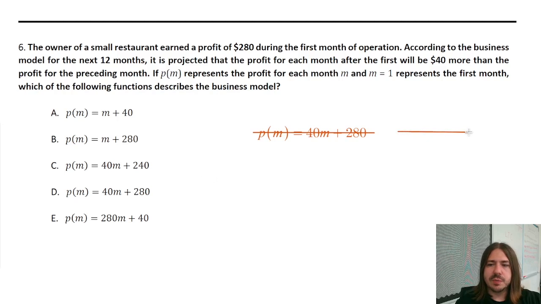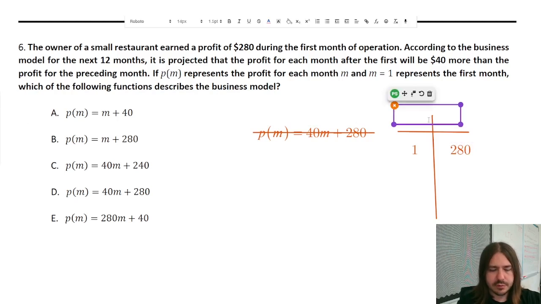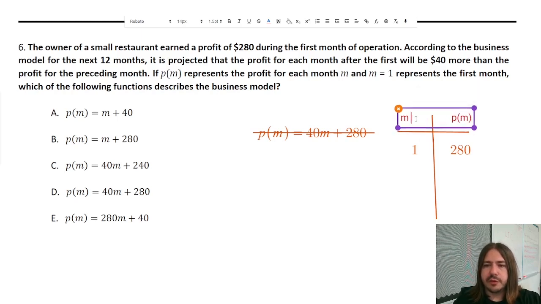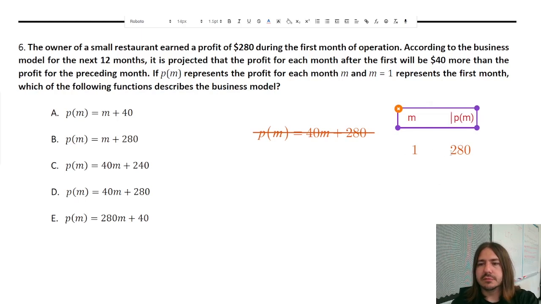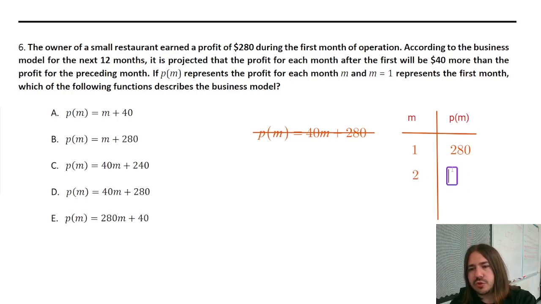What I would suggest you do is make a little table and say, okay, in the first month, I got $280, right? So we'll just say month and profit. So the first month, we made $280. Second month is going to be $40 more than that. Oh, my lines just disappeared for some reason. Not sure what happened there. But yeah, the second month, we're expecting $320. Third month, $360, and so on.